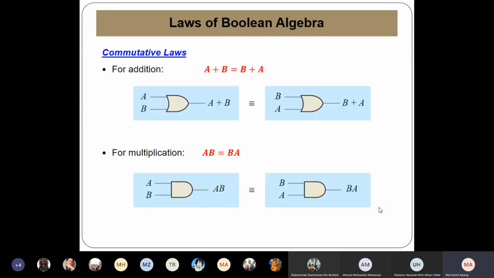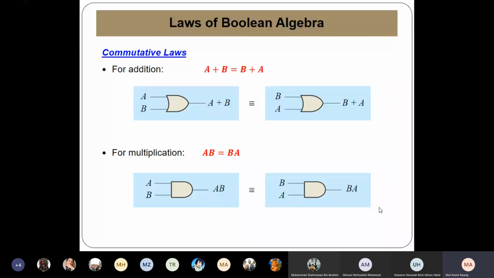Okay. This is the law of Boolean algebra. Before we can do simplification of the logic function, we need to know a bit of the laws of Boolean algebra. The first one is the commutative law. Commutative law for addition is when A plus B is equal to B plus A, or A·B is equal to B·A.